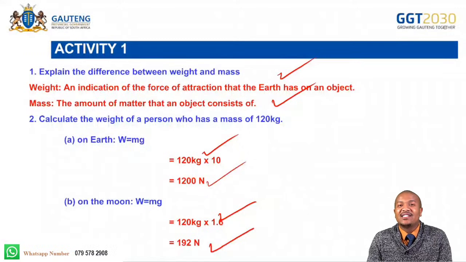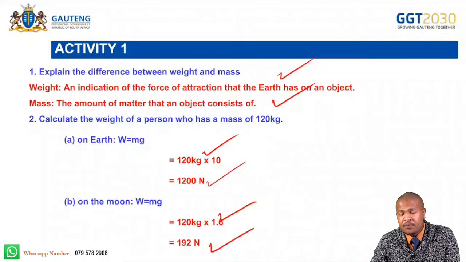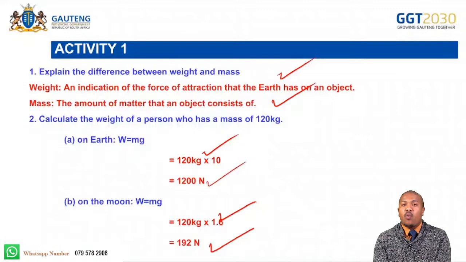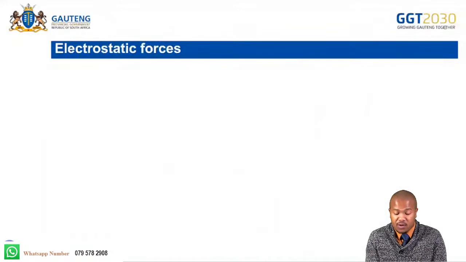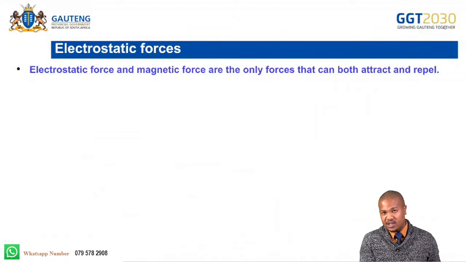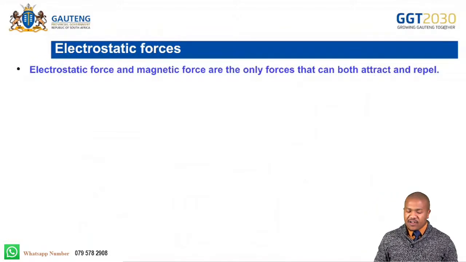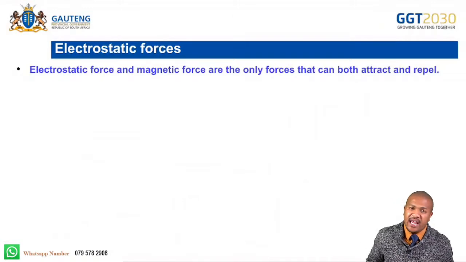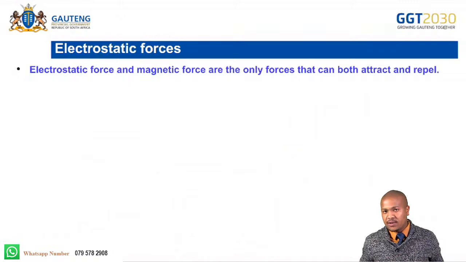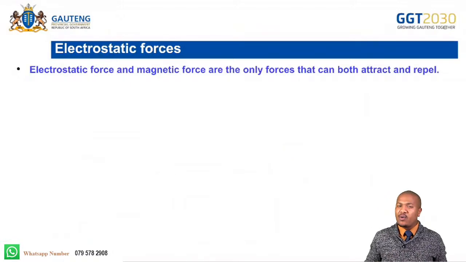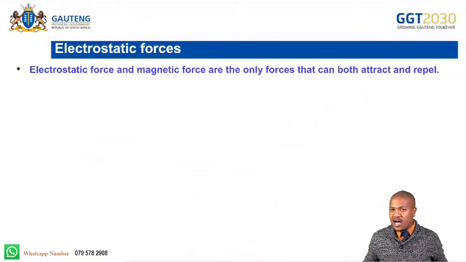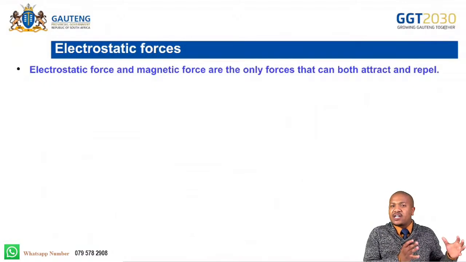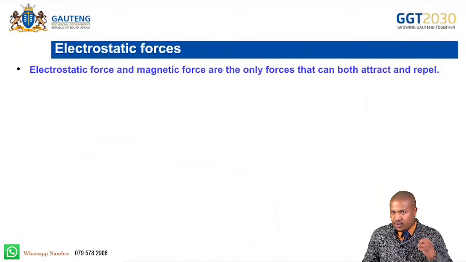Welcome back, grade 9s. Now let's continue together with our lesson, right? So we have wrapped up one example of our non-contact forces, which was gravitational force. So now I want us to look at electrostatic forces as one of the examples as well. Electrostatic forces and magnetic forces are the only forces that can both attract and repel, right? When talking about repelling, we're talking about pushing away from each other, and attracting means what? Pulling closer to each other.